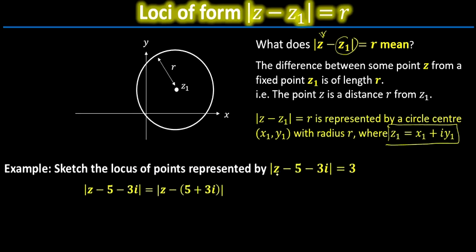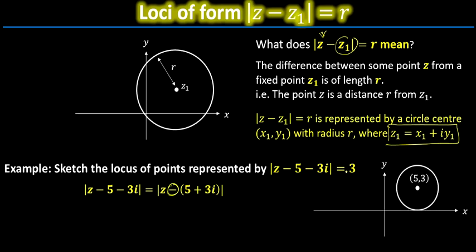Now a better example, see here. If you have to sketch |z - 5 - 3i| = 3, it does not mean your center point is -5, -3. Your first step is always to take the negative sign common like this. You see here, I've taken negative common, left with 5 plus 3i. So we need to draw a circle with center 5 + 3i and radius 3.